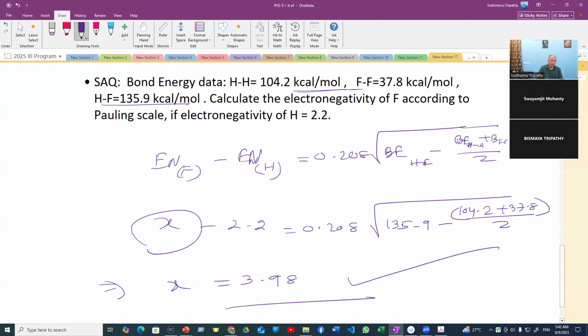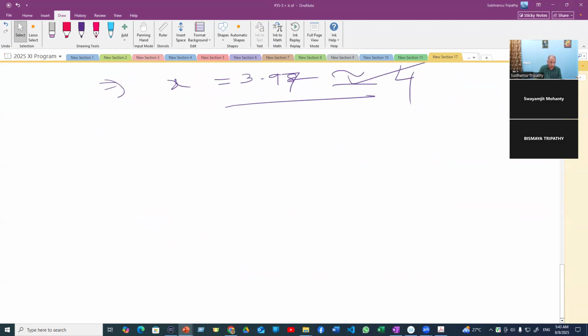Precisely correct. 3.97 or 3.98, whatever, it is the same thing, which we approximately take as 4. That is on the Pauling scale. Then let me tell you the other scale, which was the Mulliken scale. Did you understand this scale properly?